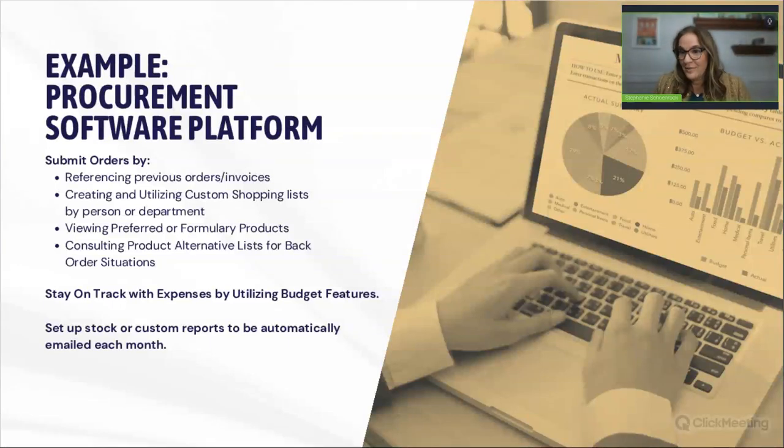You can use that as an inventory check, print it off, go to the cupboard or walk around the different ops or your storage area and do counts from there. And you can also shop by previous invoices. You can create and utilize custom shopping lists by person or department.